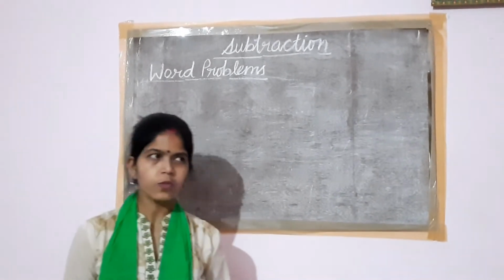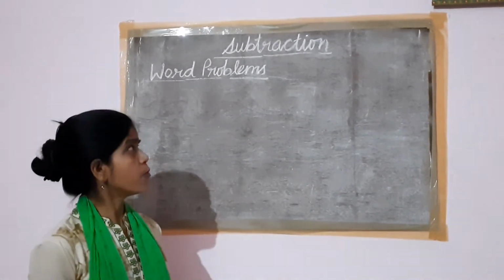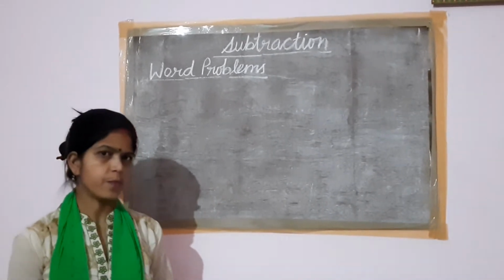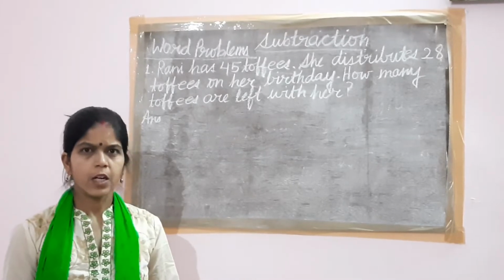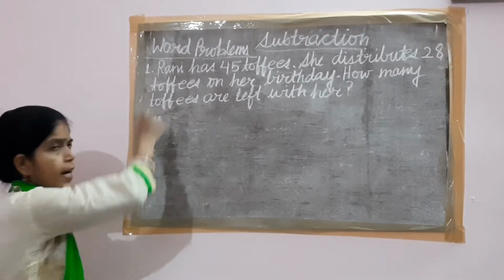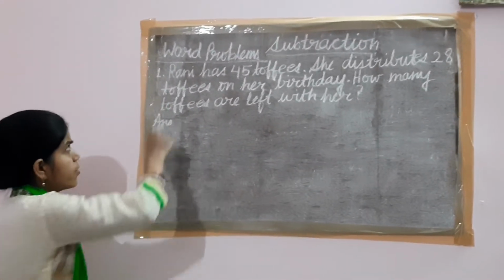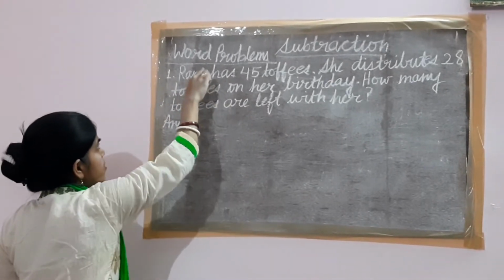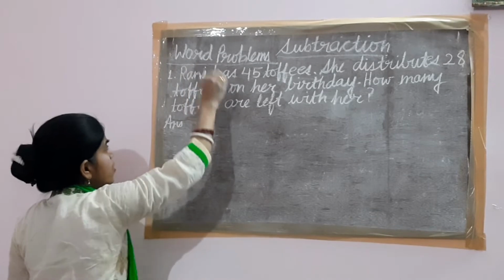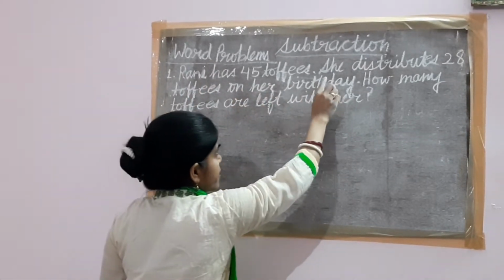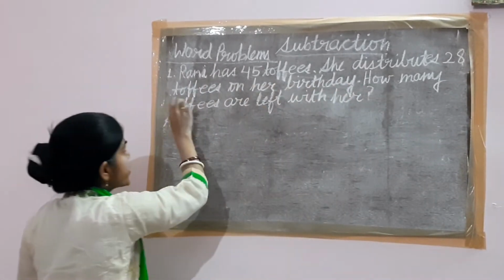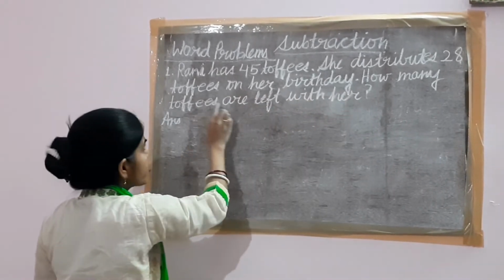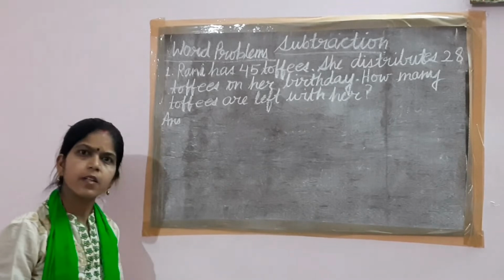Today I'll teach you subtraction word problems, how to solve subtraction word problems. Now, this is the first problem I have written for you. Rani has 45 toffees. She distributes 28 toffees on her birthday. How many toffees are left with her?